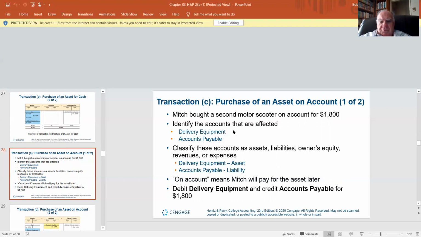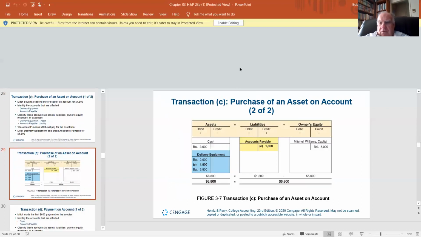So we bought another motor scooter, delivery equipment. The asset goes up with a debit, and this liability goes up with a credit. So here we go. We now have a third piece of our accounting equation. The assets now total 6,800. He started with 5,000 in cash, it's down to 3, plus this stuff.